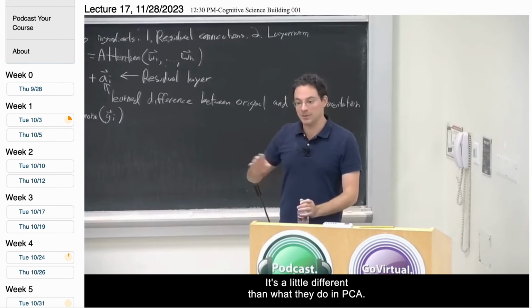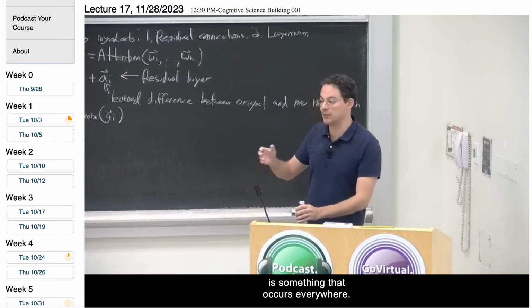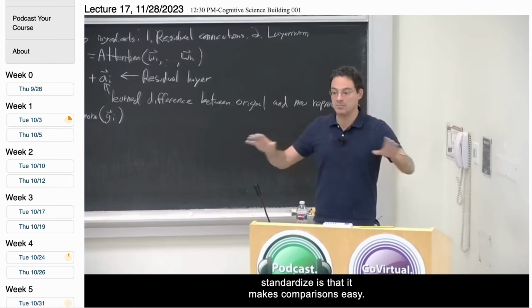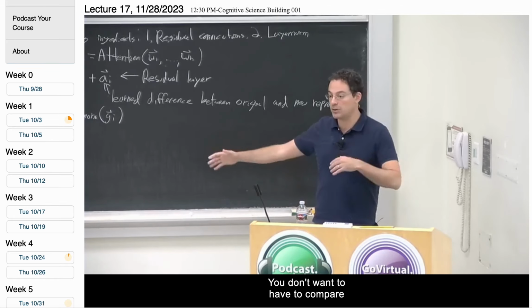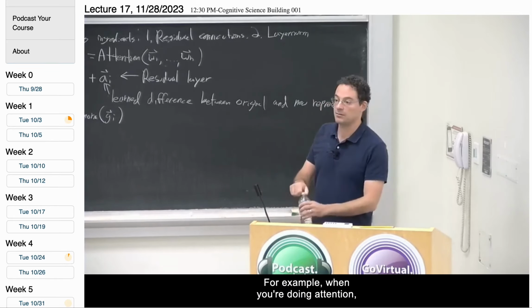It's a little different than what they do in PCA. But this type of standardization of your data is something that occurs everywhere. And the reason why you standardize is that it makes comparisons easy. You don't want to have to compare really huge vectors to really small ones, for example, when you're doing attention.